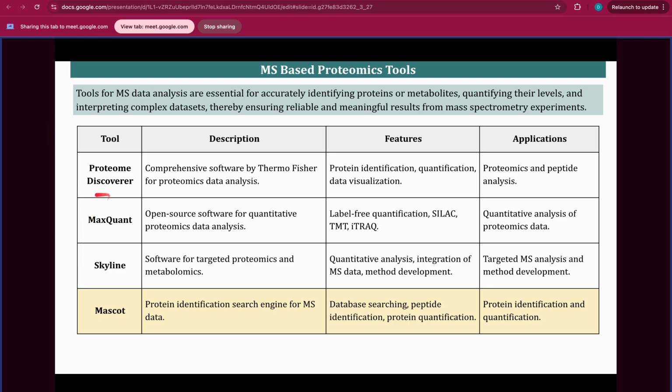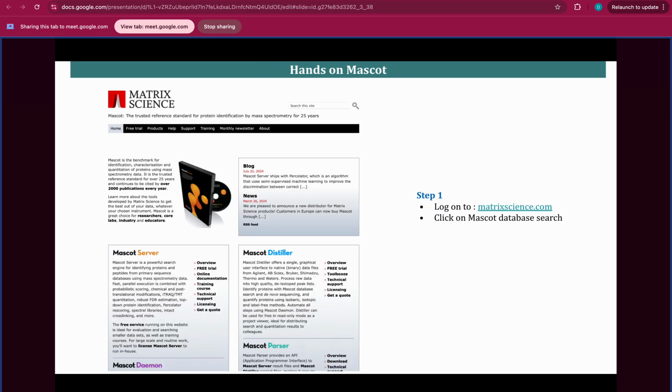so for that you have to go through these tools. These are a few of the tools which you can use, and one such tool which was discussed was MASCOT, which is the protein identification search engine for mass spectrometry data. We will discuss in detail how MASCOT is used for analyzing the data.